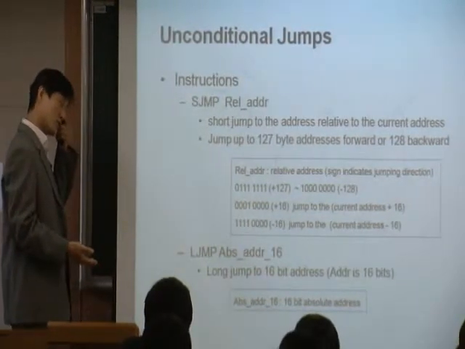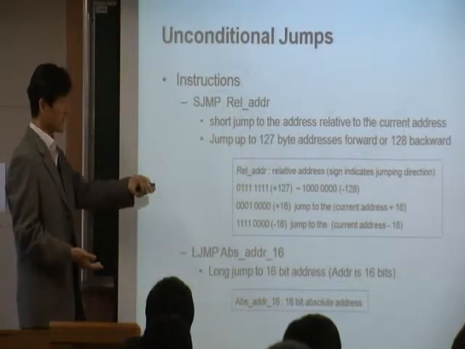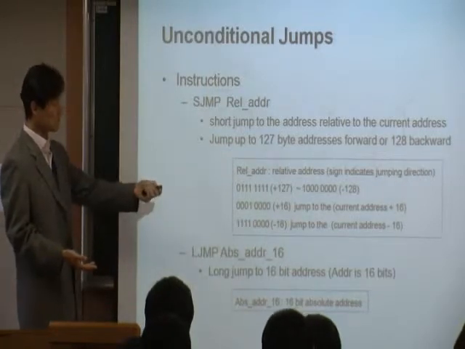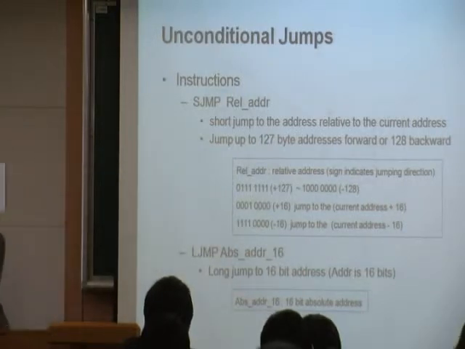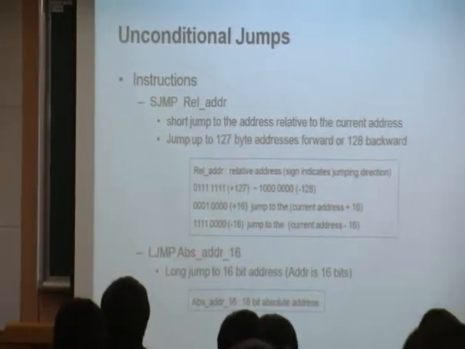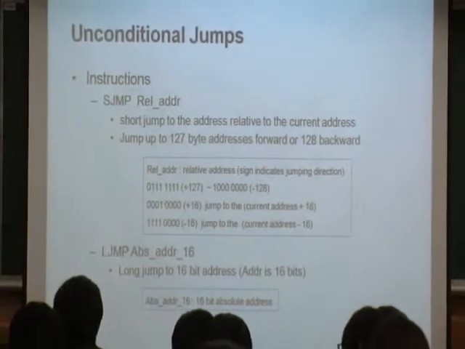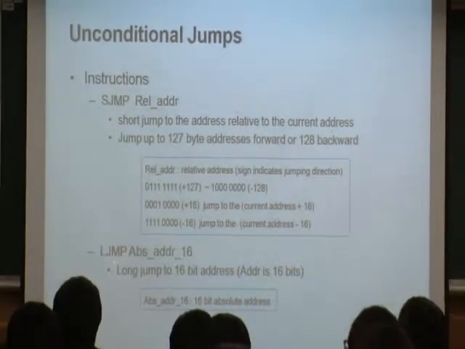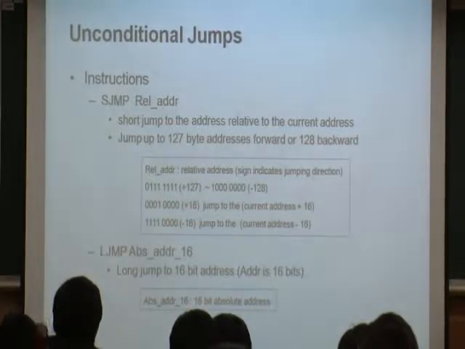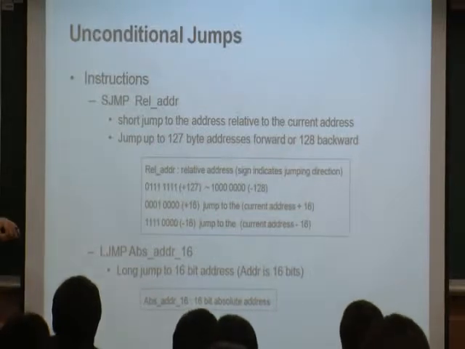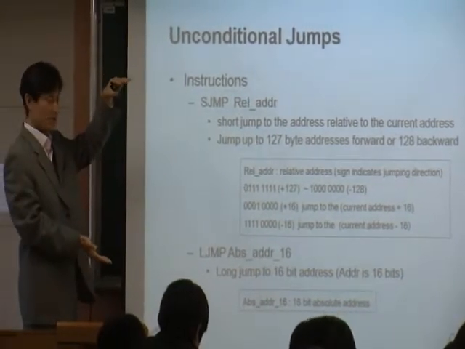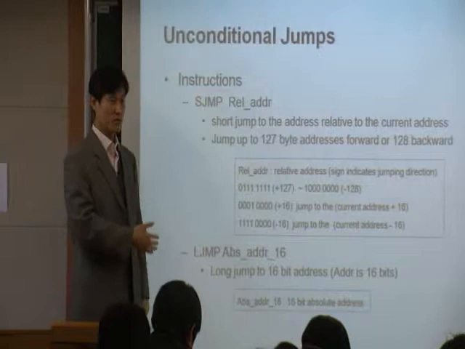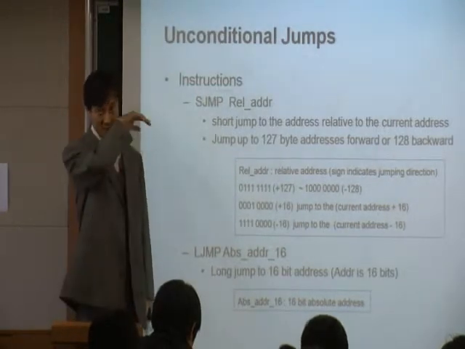So what is the range of this jump? In the short jump case, the range is only 256 bytes, because we have only 8 bits. In this case, what's the range of your jump? We have a 16-bit address, so the range of the jump you can have with the long jump is 64K. And what is our address space? 64K. Which means this one can jump anywhere. You have 64K of address space, and with this command, you can jump to any address.